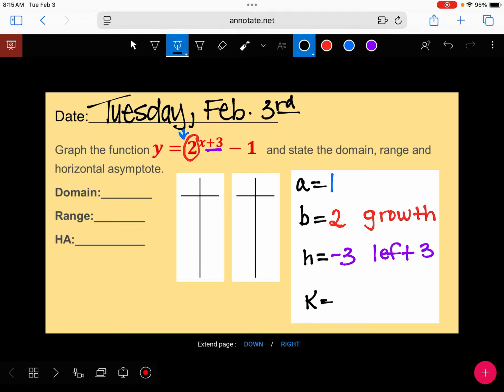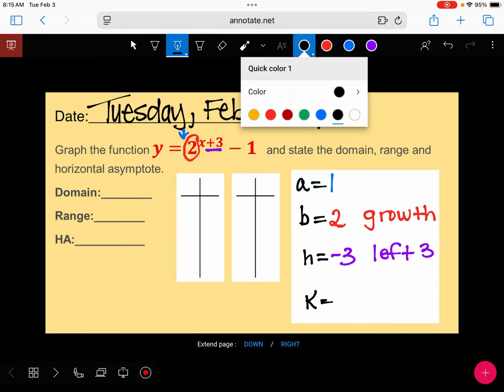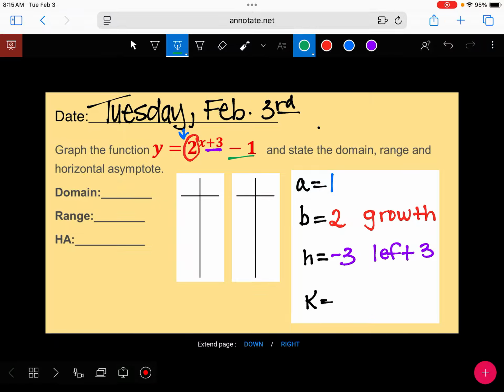And the superstar of an exponential function is K. K is -1. That's going to make the graph go down 1. And the reason why K is a superstar, that K value is going to be the answer for our range and our horizontal asymptote.